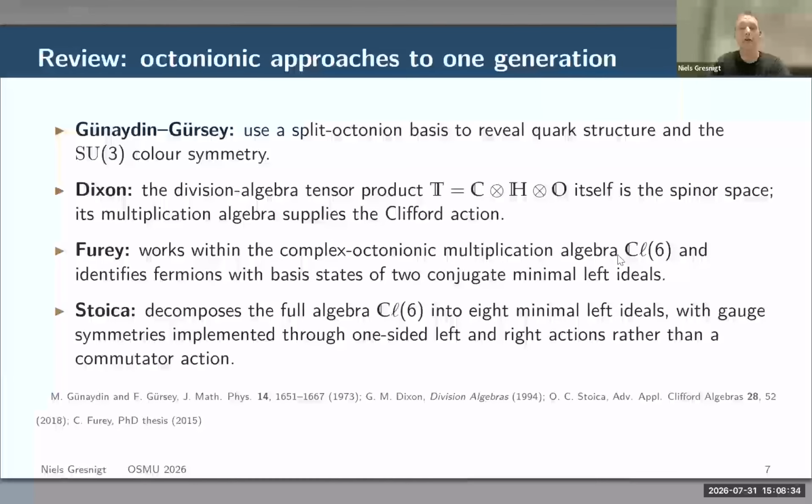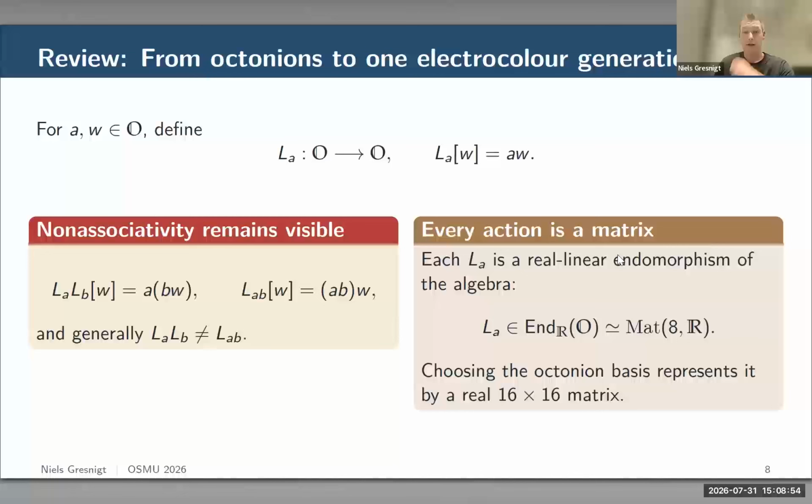Now, there's quite a long history of using the octonions to represent one generation with color symmetry or electrocolor symmetry, which you can see here. And they all use a slightly different approach. I don't want to spend too much time on this.